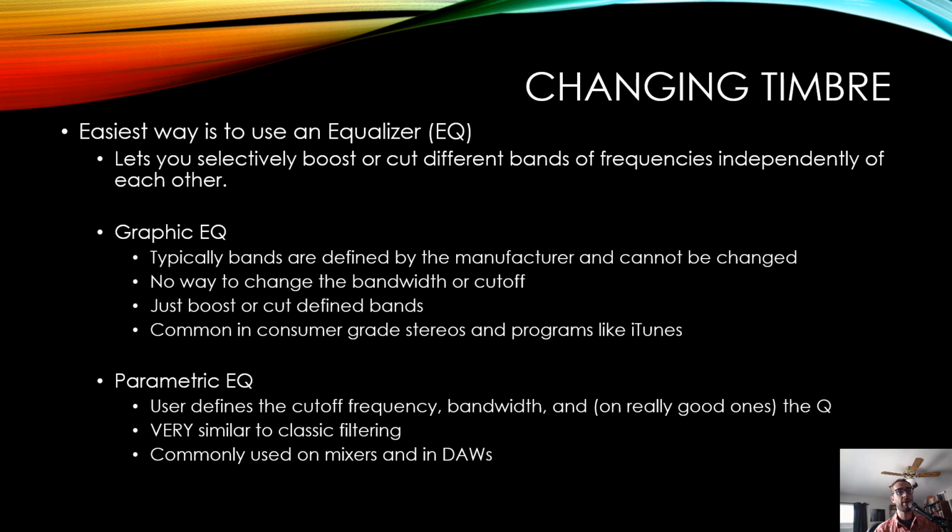Instead, in this class, what we're primarily going to use is parametric EQs, where the user defines the frequency at which the filter takes effect, the cutoff, the bandwidth, how wide the slope is or how much area is being affected, and on really good ones, the Q or resonance factor. This is very, very similar to classical filtering, which we'll look at later. It's also very, very common in DAWs and on mixers. I can guarantee if you have Ableton, Logic, or Reaper, you have a parametric EQ. And if you're doing stuff with an actual mixing console, you have a parametric EQ.